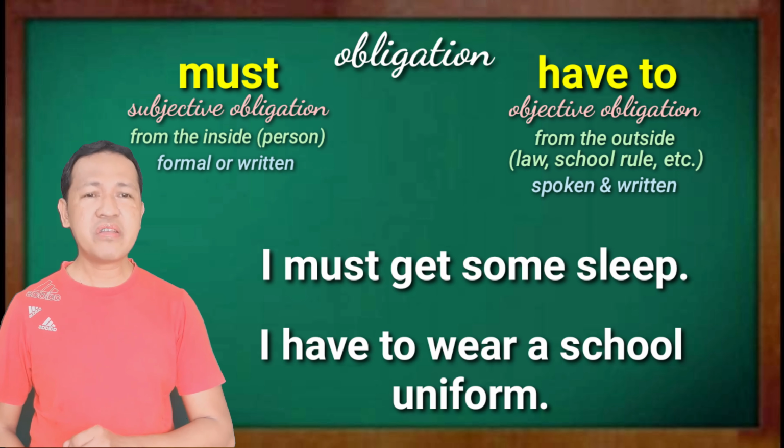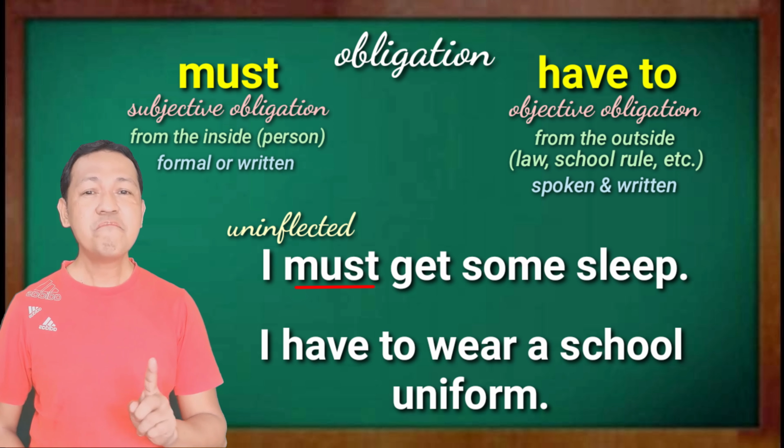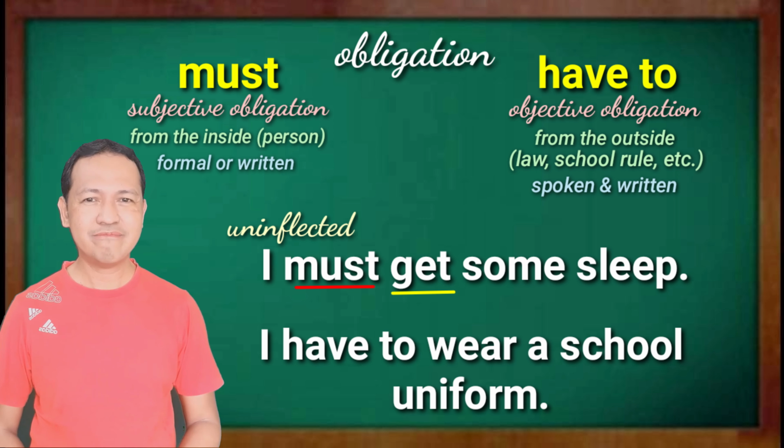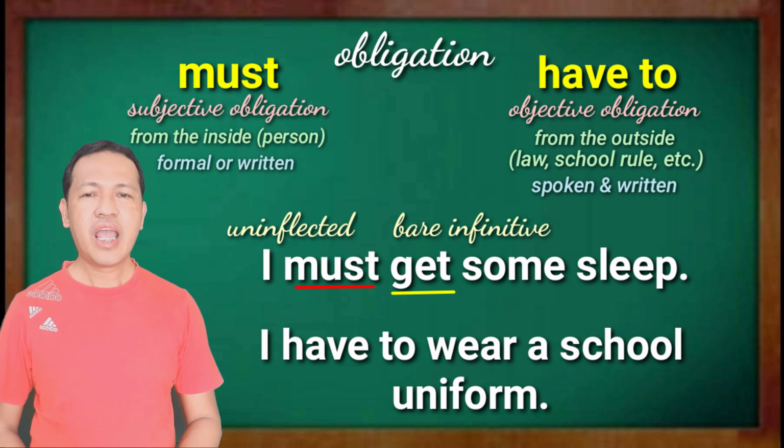I mentioned in my previous video that simple modals like must are uninflected, meaning must doesn't change its form. Also, its main verb like get is never inflected. It also doesn't change its form. We don't say gets, getting, or got. Here the main verb get is a bare infinitive. A bare infinitive is a verb without to. Get is from the infinitive to get.